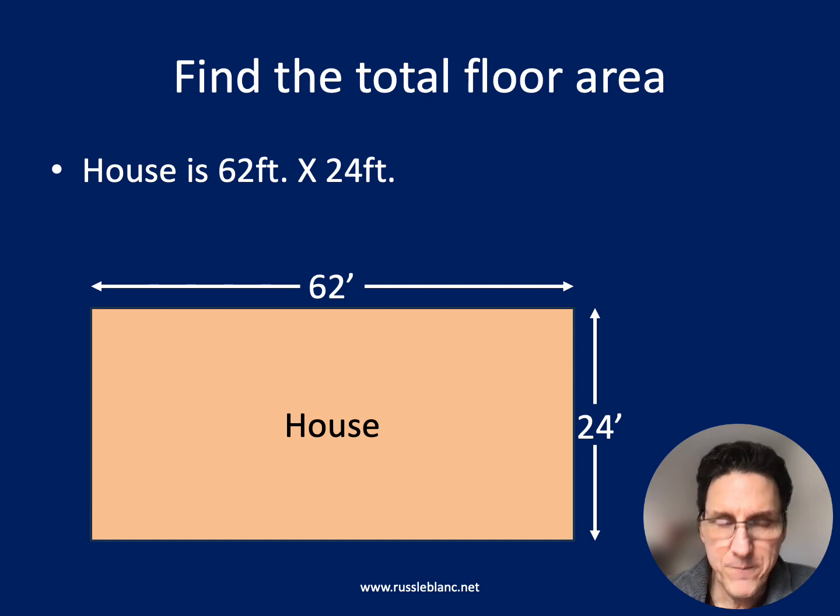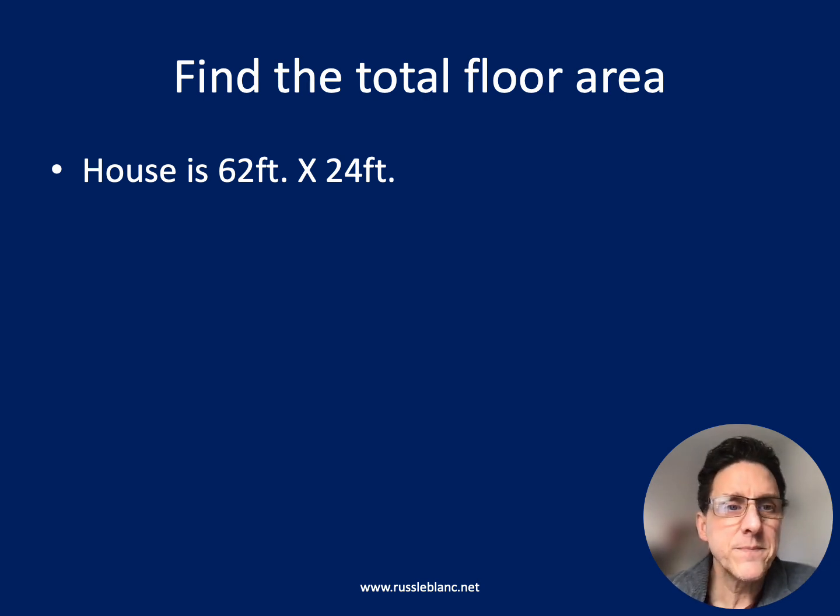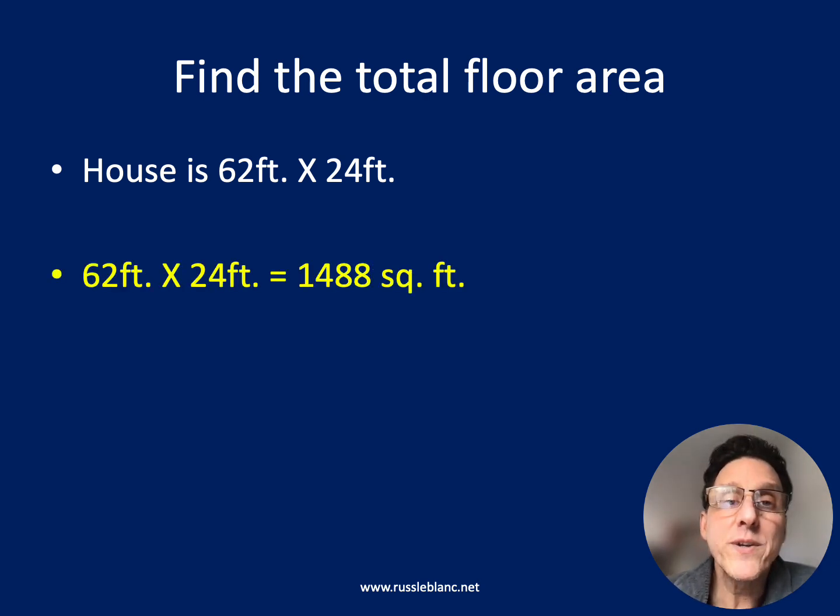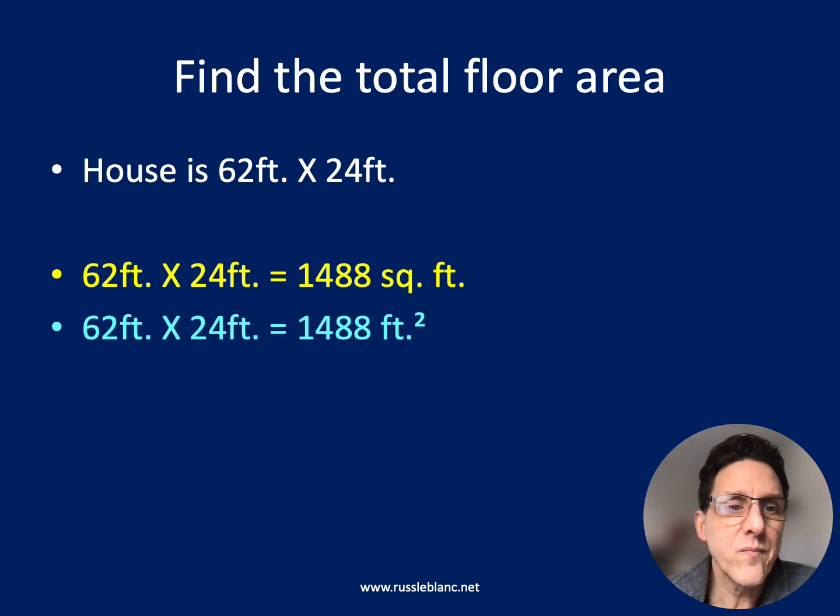So just multiply 62 times 24, and you get 1,488 square feet. That's the square footage of this house. And that's it. That's how you calculate the floor area. You might also write it like this, 1,488 feet squared or square feet. Either way is okay.